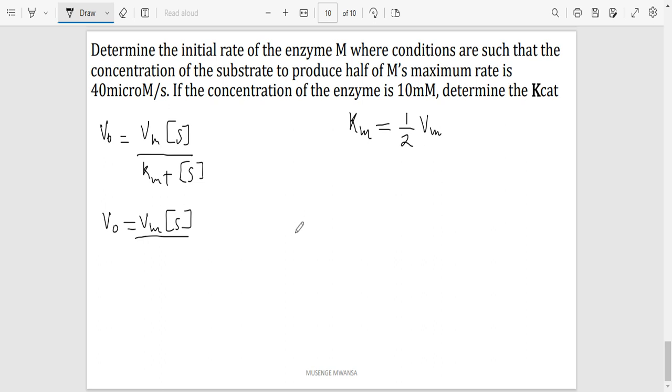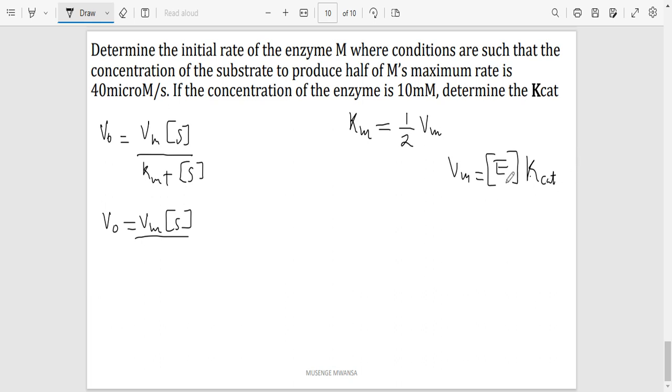We want now to talk about Km. From what we've been given in this question, we already know that maximum velocity is equal to the concentration of the enzyme multiplied by K cat, because we're talking about at equilibrium. So maximum velocity is given by the concentration of the enzyme multiplied by the K2, which is also called K cat.